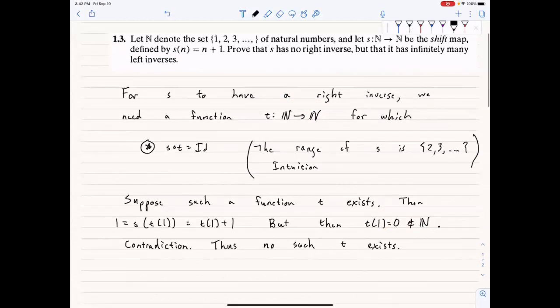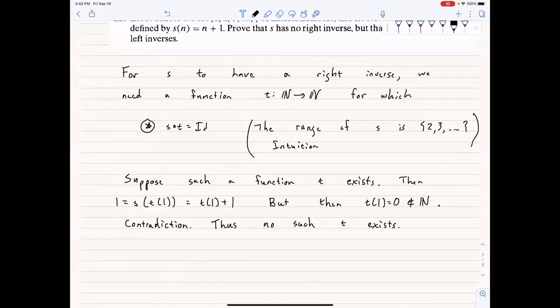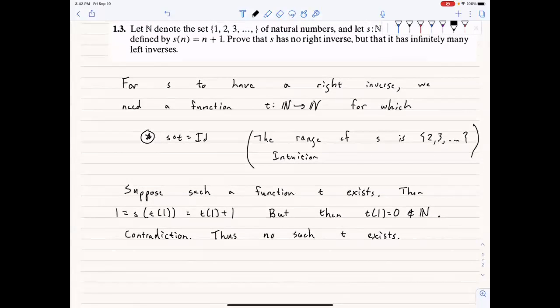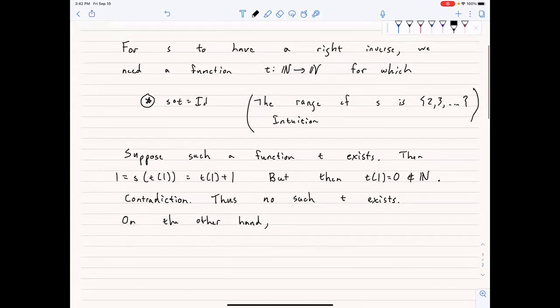Now, on the other hand, what about left inverse? Okay, so you guys tell me. So now, on the other hand, well, give me a left inverse. So let's call it R or something. Well, maybe L for left. Let L.